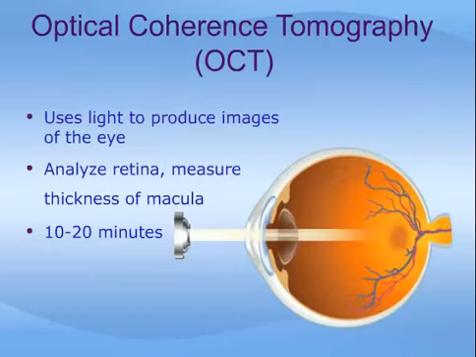Another imaging procedure a doctor may use is called Optical Coherence Tomography, or OCT for short. OCT uses infrared light to create high-resolution color images of the eye. Specialists use these images to analyze individual layers of the retina and measure the thickness of the macula. The test takes about 10 to 20 minutes and usually requires your pupils to be dilated with eye drops.